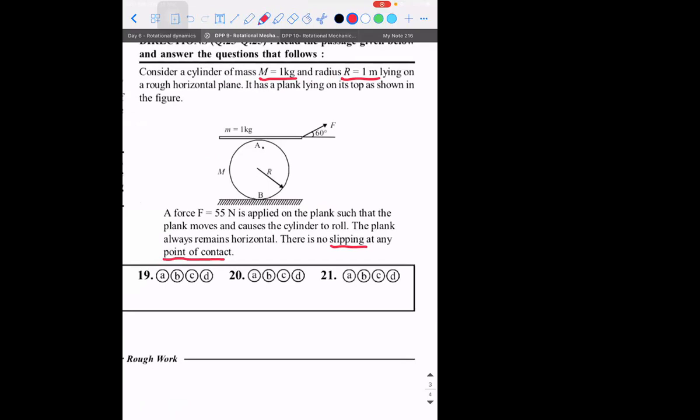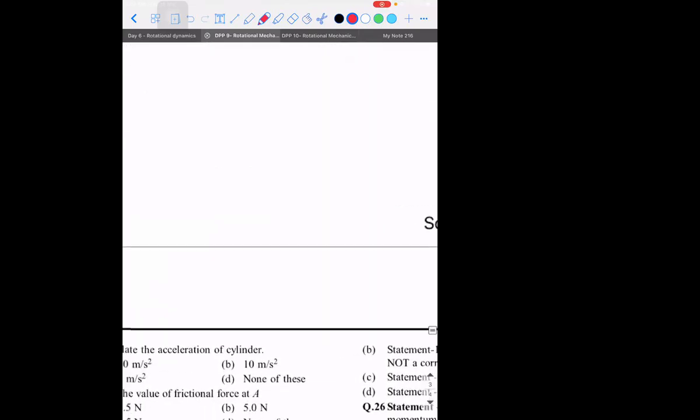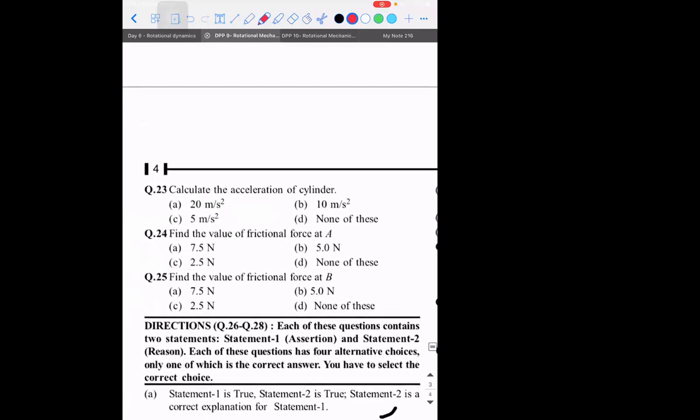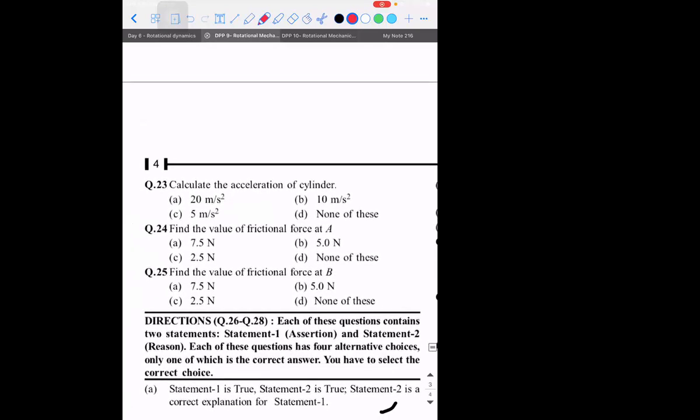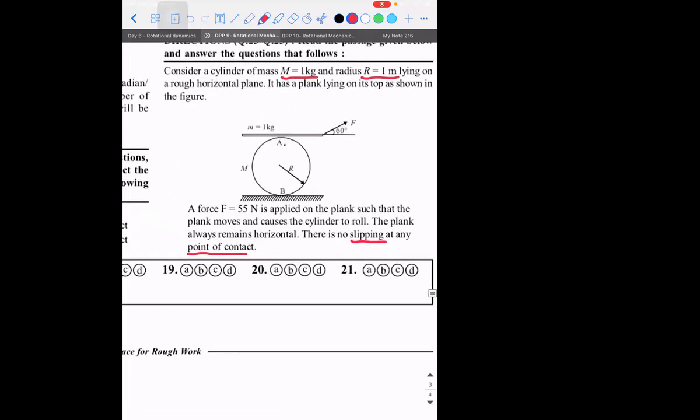So wherever you see there is no slipping, then the point of contact is said to have zero velocity. That is the meaning. Calculate the acceleration of the cylinder. Find the value of frictional force at A. Find the value of force at B. Okay, let's try this. This is a good problem.